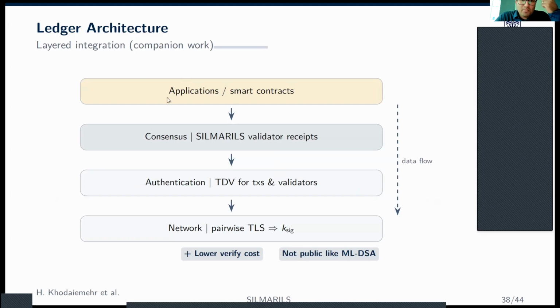This is actually related to the companion work that we are still working on, which proposes a ledger architecture based on SILMARILs and its combination with post-quantum schemes. In this work, we provide a picture of how this fits together. We have TLS at the bottom and KSIG is derived from those sessions. We have TDV for transaction and validator authentication. We have consensus and SILMARILs validator receipts on top. And at the application level, we have smart contracts and other components.